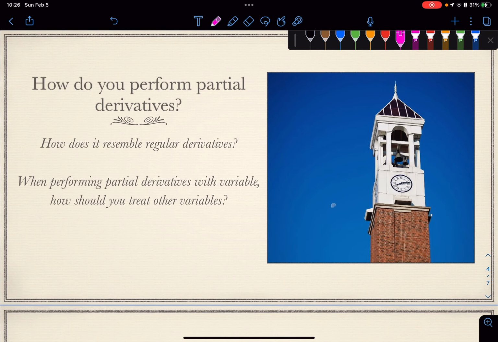So now we have a basic understanding of the partial derivatives. How does it resemble regular derivatives? In Calc 1 and Calc 2, when we perform derivatives, we only have one variable. We treat everything else as a constant, and that is the exact same thing here. When we compute the partial derivative with respect to x, we treat y as well as all other variables as a constant.